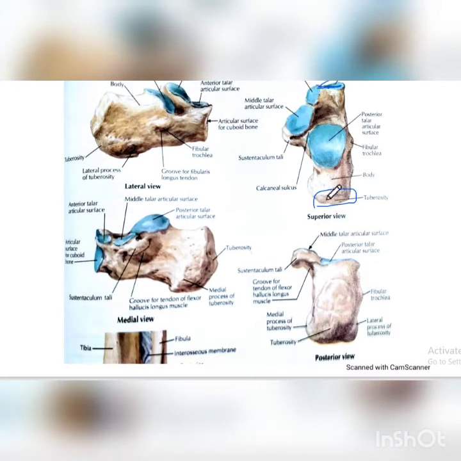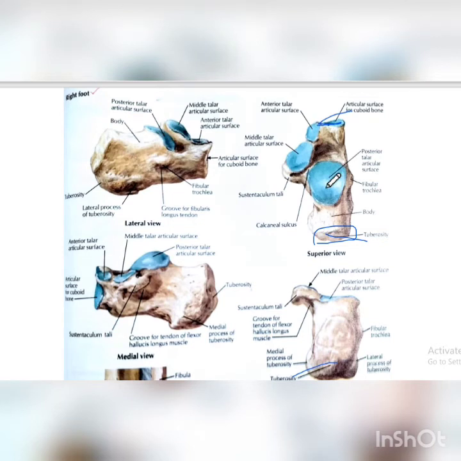Its posterior surface, this one is its posterior surface. Its posterior surface is very large and it forms the prominence of the heel, and it has a large tuberosity. This one is the large tuberosity of the calcaneus bone, and it gives attachment to the tendocalcaneus.